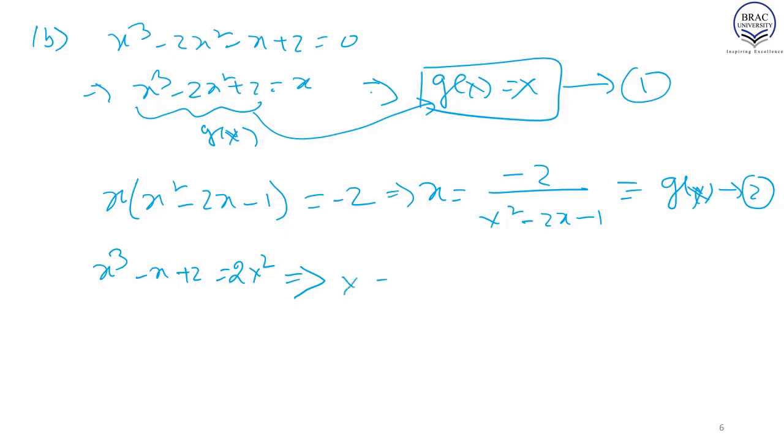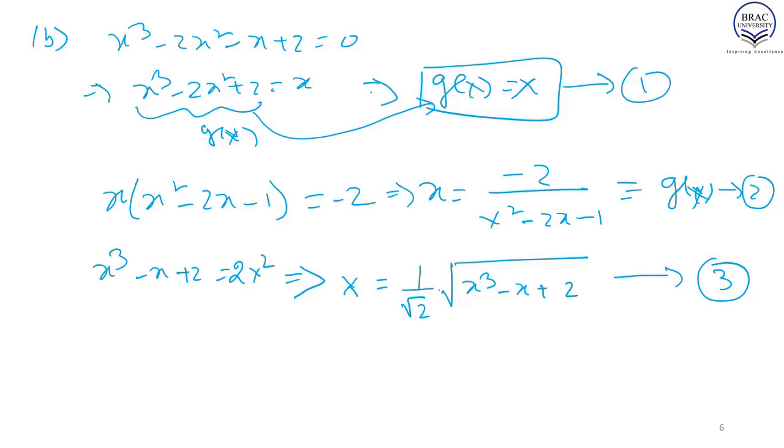So the x will be equal to, let's take the positive square root for simplicity. Okay, it will be 1 over root 2 times root of x cubed minus x plus 2. That is the third one. So these are our three choices for the g of x. So this is our second part of the question. We constructed three different g of x.